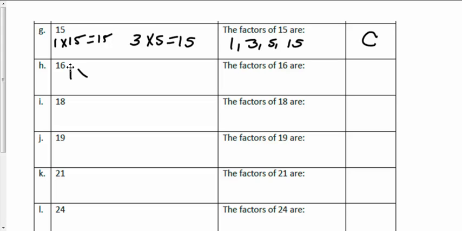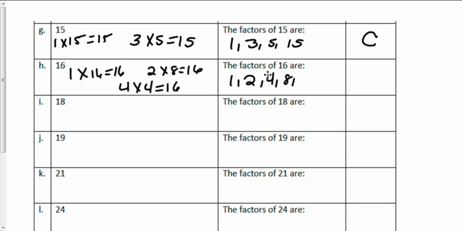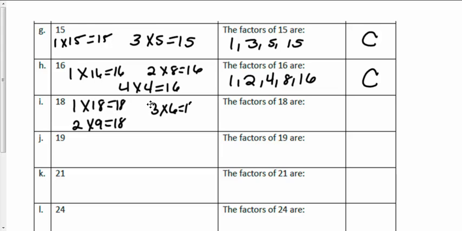All right, so 2 times 8 equals 16, and 4 times 4 is 16. So I have 1, 2, 4, 8, and 16. Remember, I only have to list the 4 one time, so it is composite. And then for 18, 1 times 18 equals 18, 2 times 9 equals 18, and 3 times 6 equals 18. So I have 1, 2, 3, 6, 9, and 18. So again, it is composite.